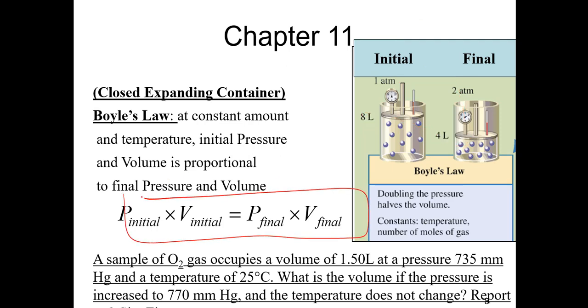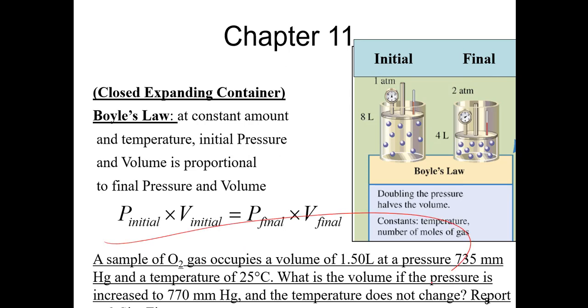Memorize this equation right here. This is a pretty easy calculation to do. All you got to do is just plug and chug. Over here is the initial pressure and volume. So here's my initial pressure, here's my initial volume, and then here is my final pressure and my final volume.